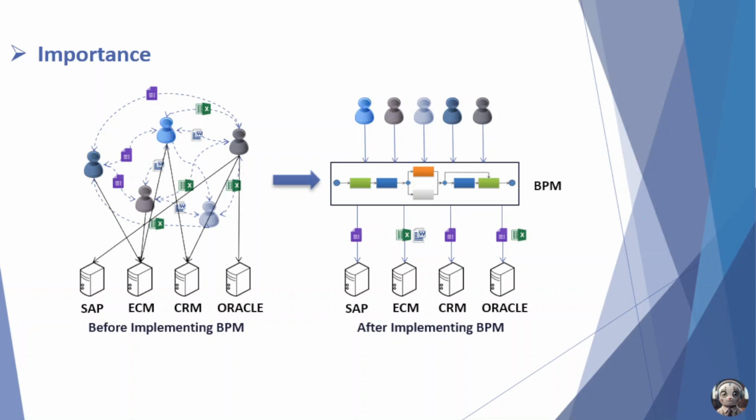On your right, it shows an organization after implementing BPM. All those systems are now integrated and connected through automated workflows. There's a centralized view of what's happening across processes, and you unlock massive efficiency gains, cost savings, and much better insights for decision making.